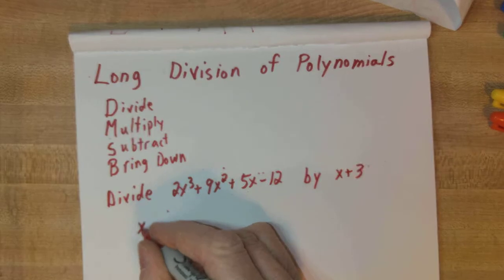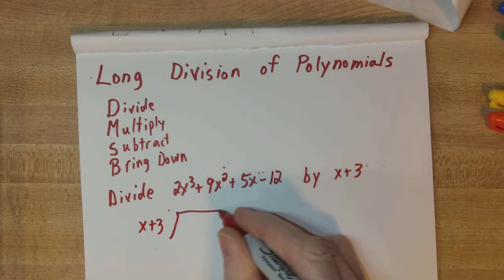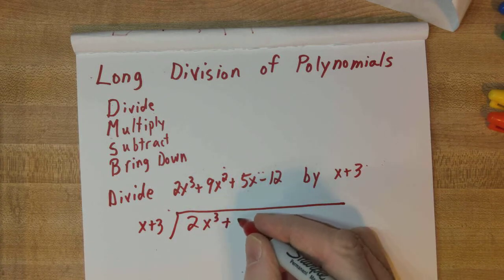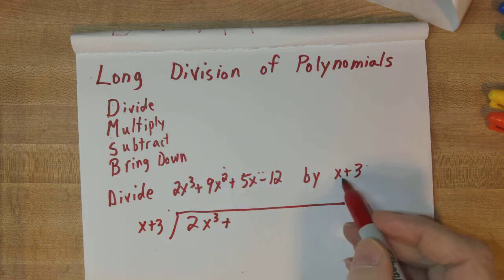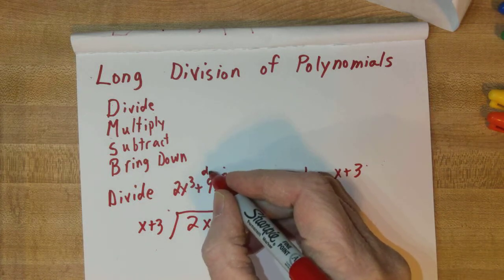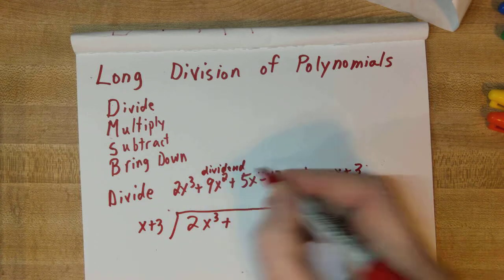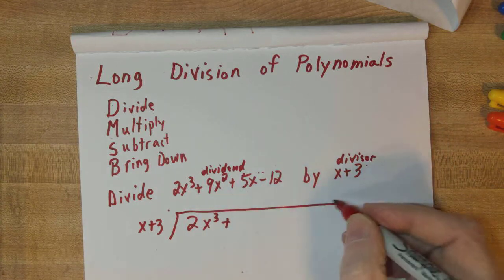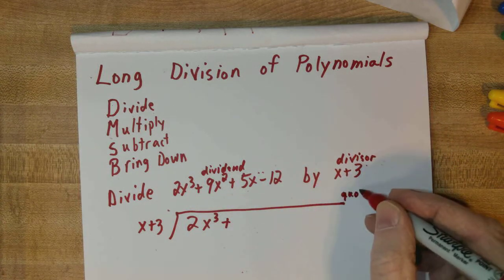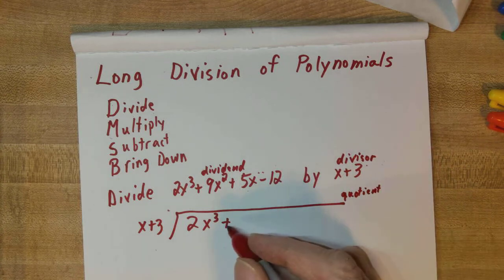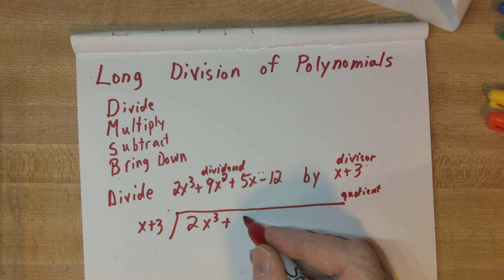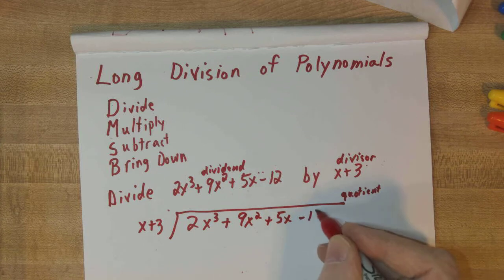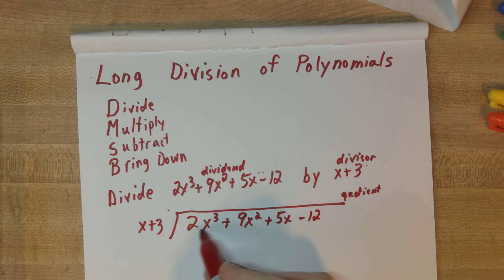Alright, well when you set it up with that same symbol that you used back in the day, this is the dividend, this is the divisor. And the answer we get up here is going to be the quotient. So we have 2x cubed plus 9x squared plus 5x minus 12.